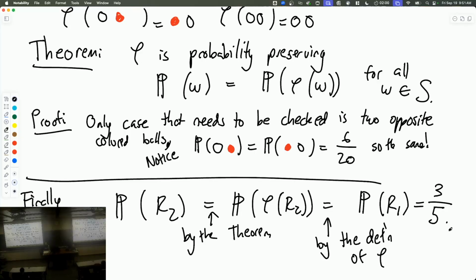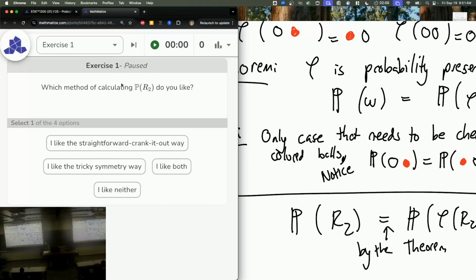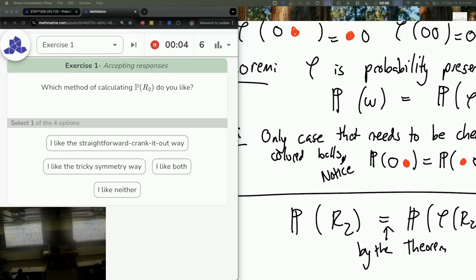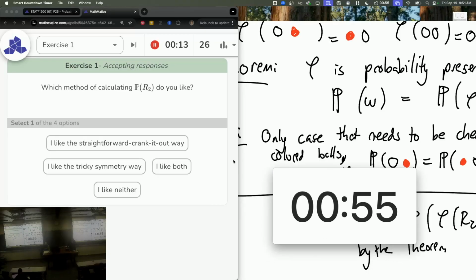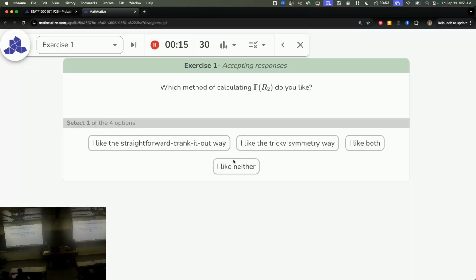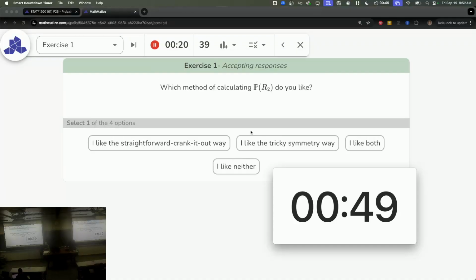Actually, before I open for questions, let me ask you a question, which is, which one did you like better? Let me give just 1 minute for this, to give me your thoughts on taste for which problem style you like better, the straightforward one or the tricky symmetry one. Okay, and where did the timer go? Okay, questions or comments while people are voting?